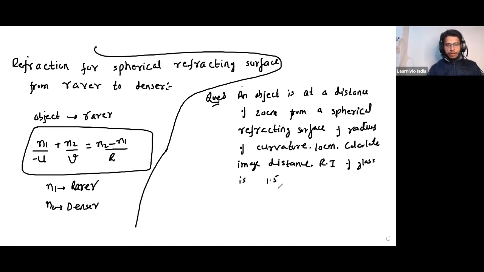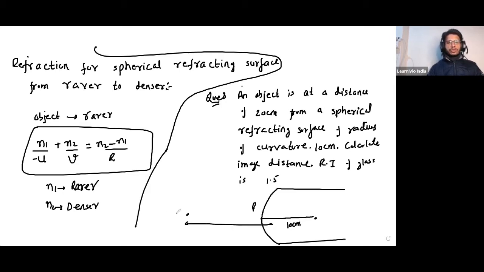If I draw the diagram, it's like this. This is the ray diagram basically. This is your spherical refracting surface. This is the center of curvature. This is the pole of the surface. This separation is your 10 centimeter, that's your radius of curvature. This is your object. The separation between pole and object is 20 centimeter. So you know that your object distance is 20 centimeter. You just have to calculate your image distance.